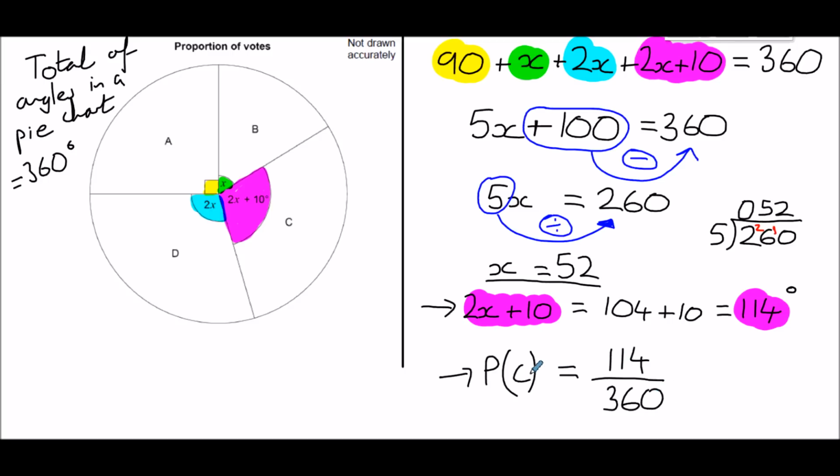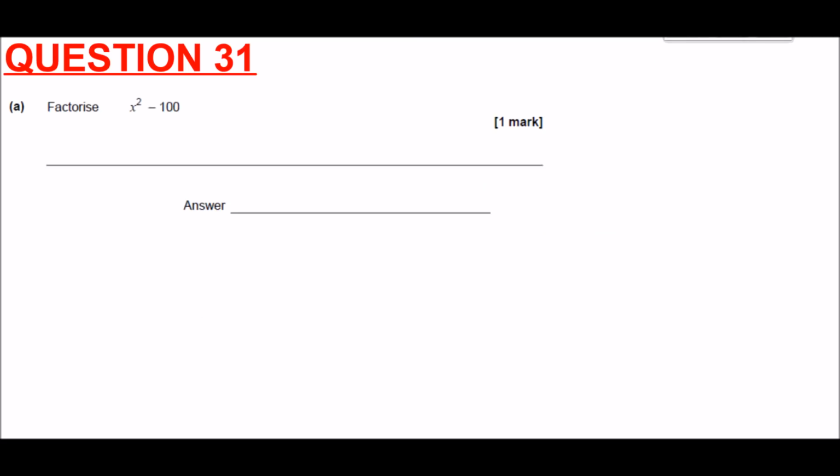The probability of C is the same as the relative proportion of votes for C, which will be 114 degrees out of a total of 360. And so that's that question done. The last question, we can breathe a sigh of relief.